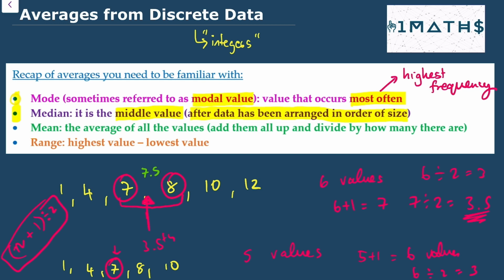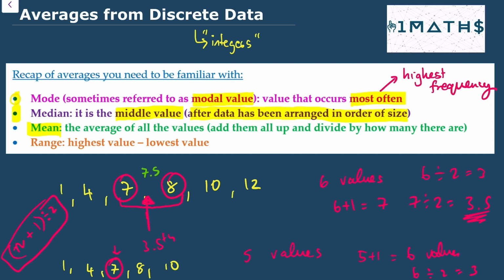Okay, as I said, this is just a recap. You should be familiar with this already. The mean is just the average of all of the values. That means we add them all together and we divide by how many there are. And the range, hopefully you remember, it's the highest value, subtract the lowest value.